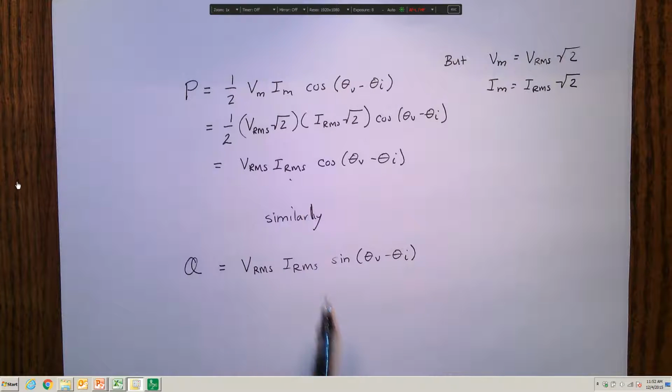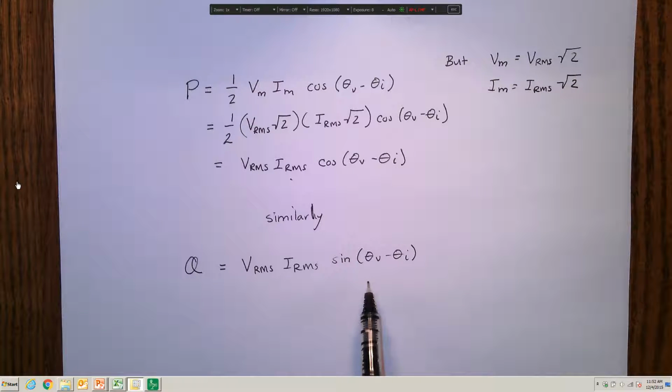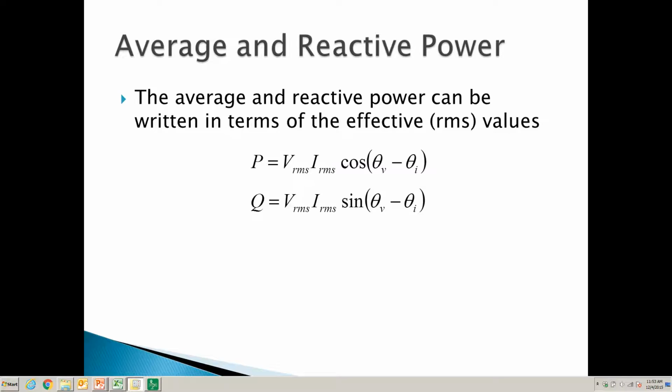Similarly, we can compute the reactive power as the RMS voltage and the RMS current multiplied by the sine of the phase angle difference. So again, we can compute the real power term and the reactive power term using RMS values instead of maximum amplitude values.